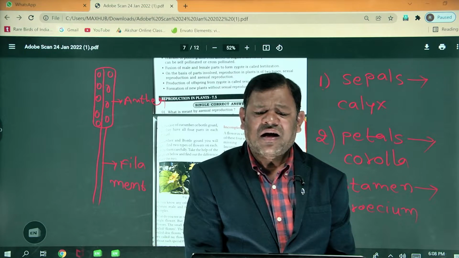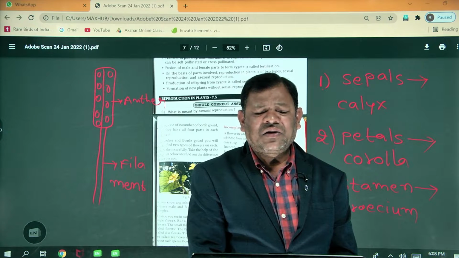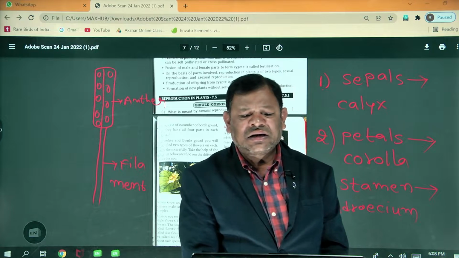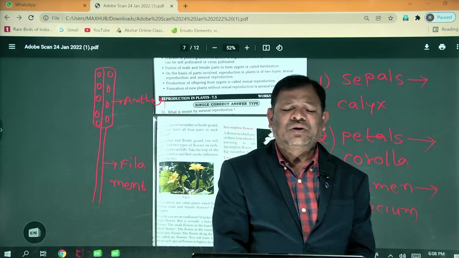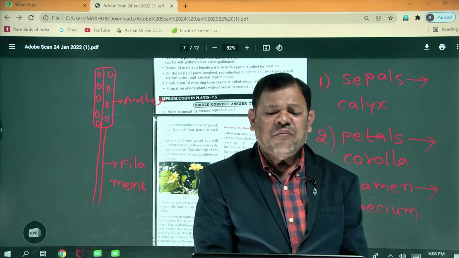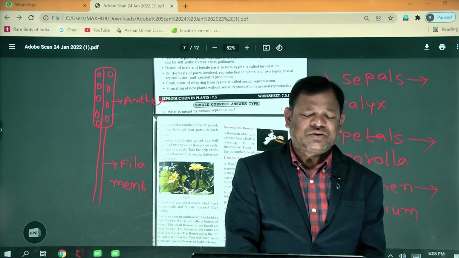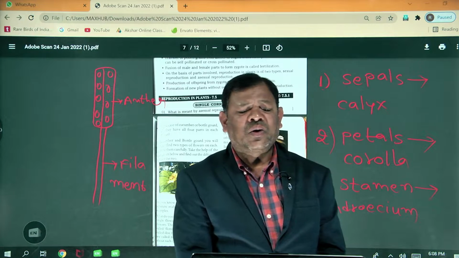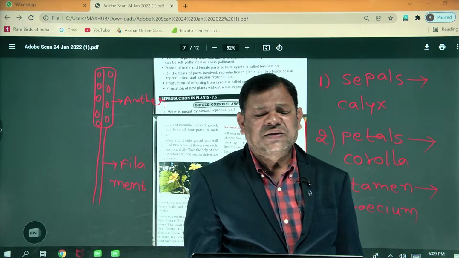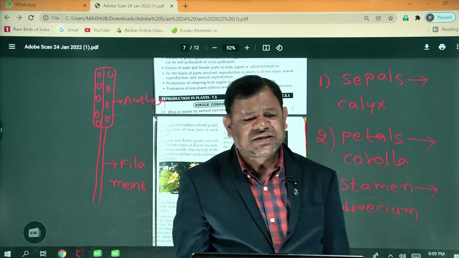First row: all the sepals united to form a calyx. Second row: all the petals united to form a corolla. Third row: all the stamens united to form an androecium. Androecium is the male reproductive part. So pollen grains are known as the male gamete. Is it clear? Do you understand, Chaitanya?